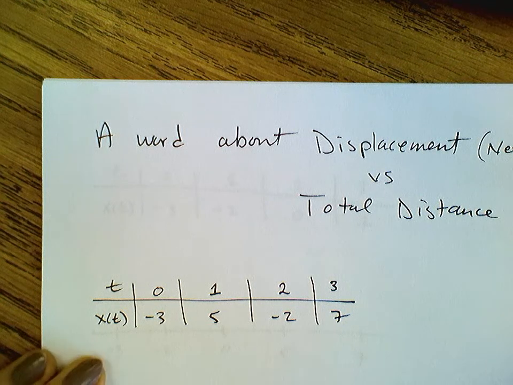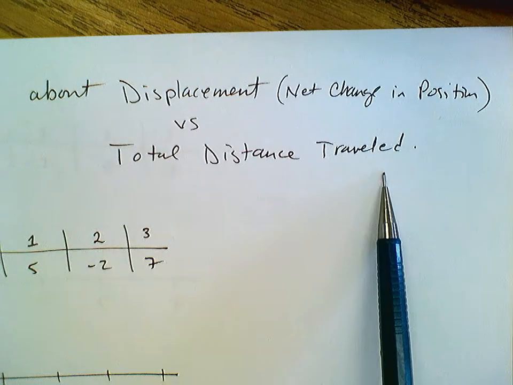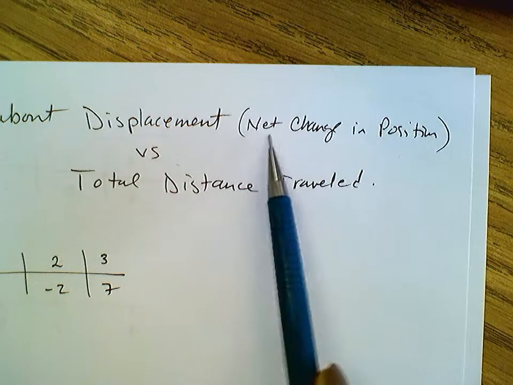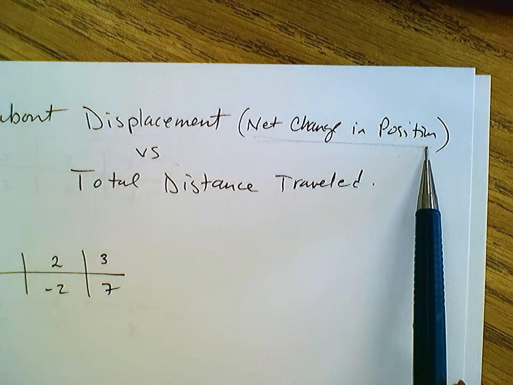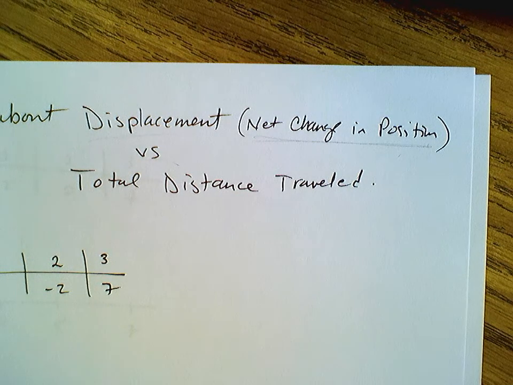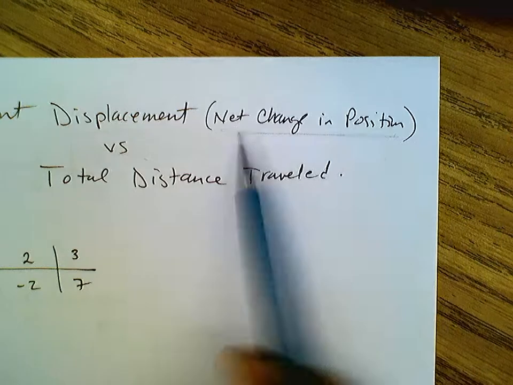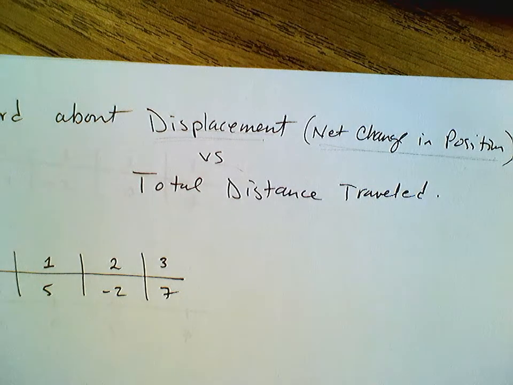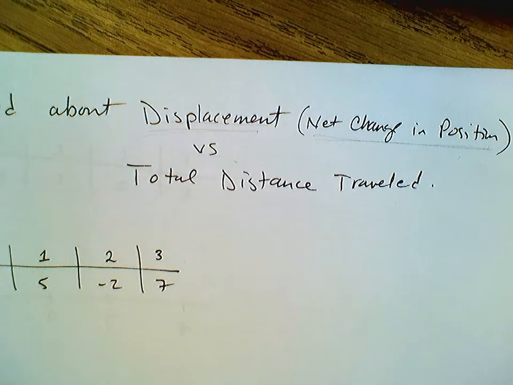All right, now real quick, a word about displacement versus total distance traveled. Displacement is another way of saying the net change in position. To find the net change of anything in AP Calc that is changing, you take the integral of the rate function, which is the derivative. So net change in position, or displacement, we would take the integral of the velocity function. And for total distance traveled, you would take the integral of the absolute value of the velocity function.